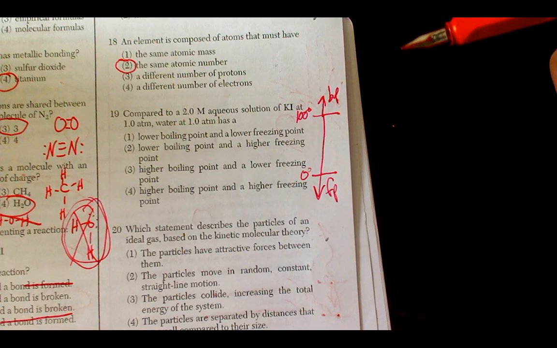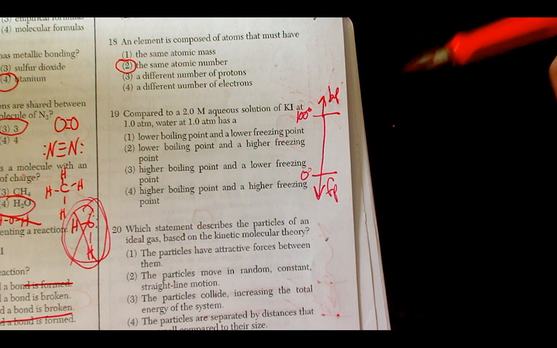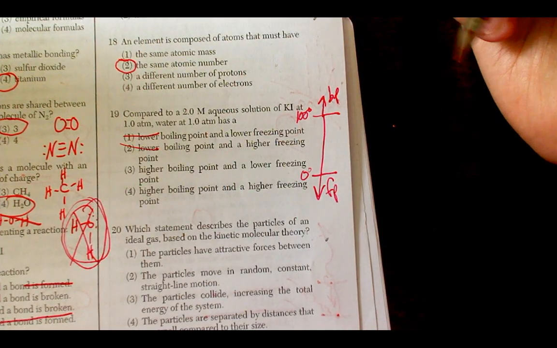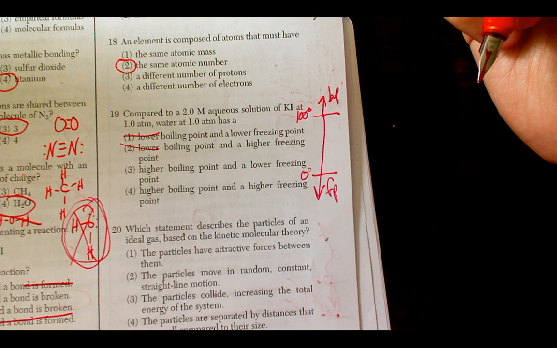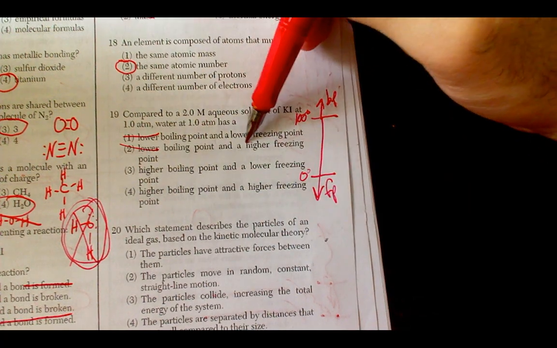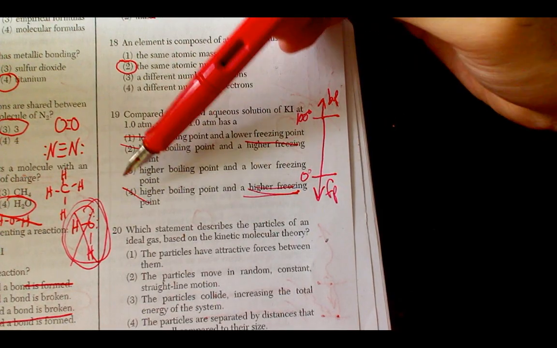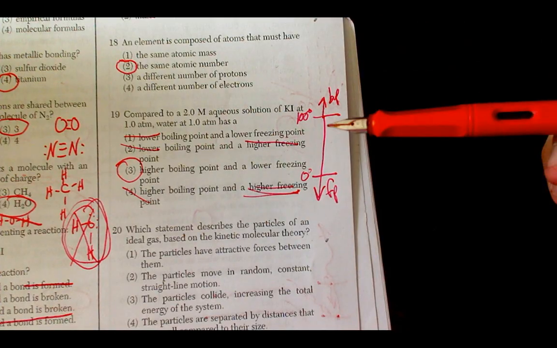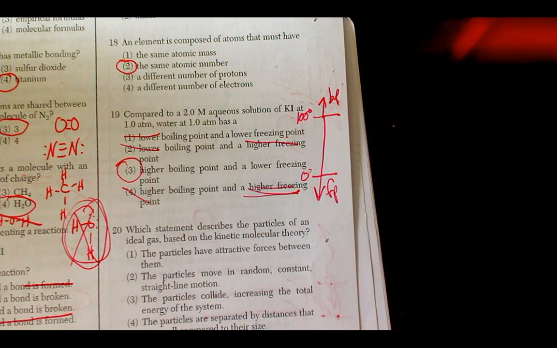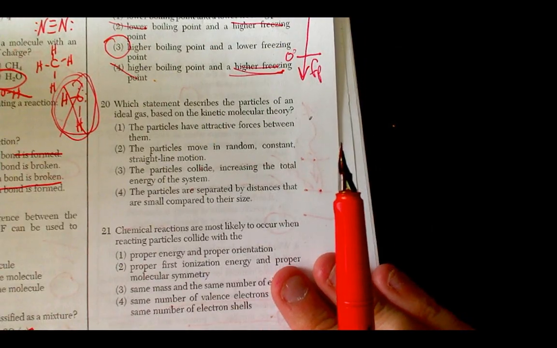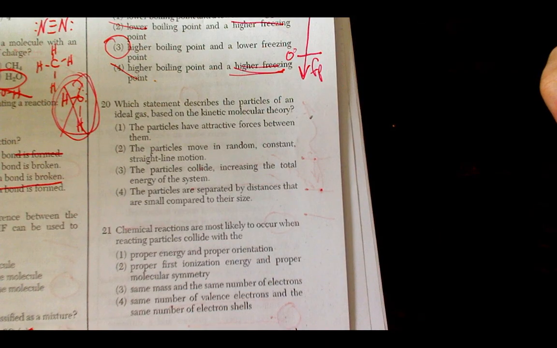So I'm looking for a boiling point being higher, so I'm going to cross off lower boiling point in these first two options. And I'm looking for lower freezing points, so I'm going to get rid of higher freezing point and higher freezing point. It looks like the only option I have left is 3. Boiling point is going up, good. Freezing point's going down, good. Those are colligative properties, where the amount of stuff dissolved changes the properties of a solution.